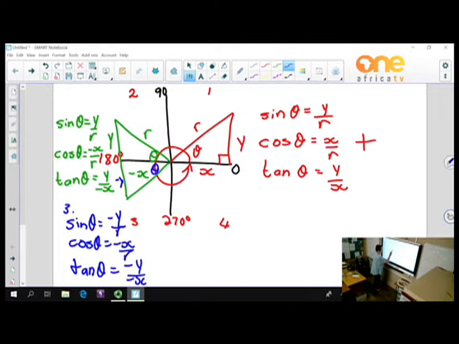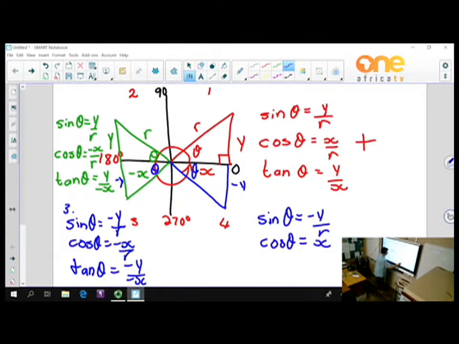If we go now to the last one, there's my theta. So y is negative here and x is positive there. So in quadrant 4, sine theta is negative y over r. Cosine theta is equal to x over r. And tan theta is negative y over x.